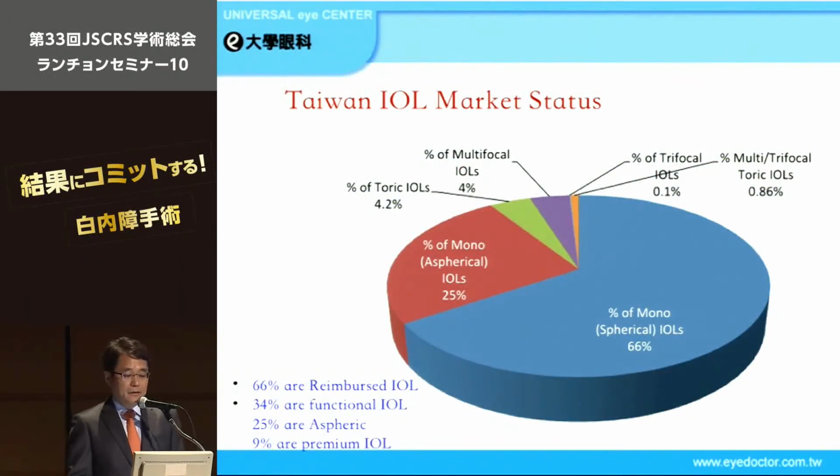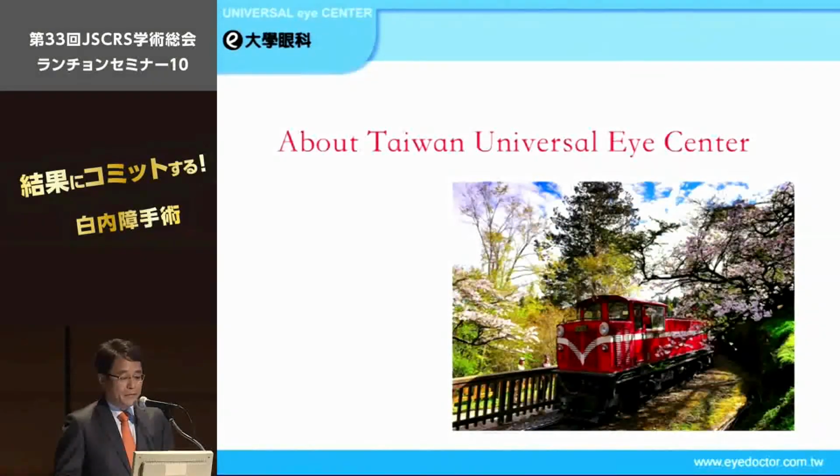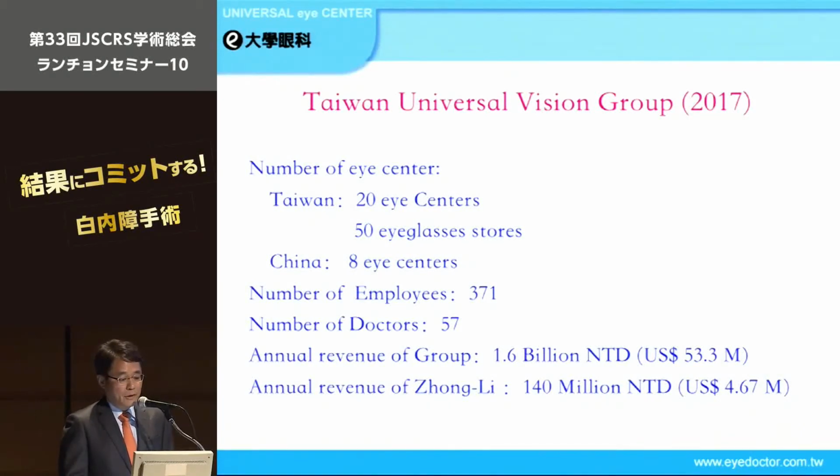The Taiwan IOL market status now is around 66% reimbursed IOL. That means spherical IOL, not aspherical IOL. About my group, Taiwan Universal Eye Center: we have 20 eye centers and 50 eyeglasses stores in Taiwan and 8 eye centers in mainland China.